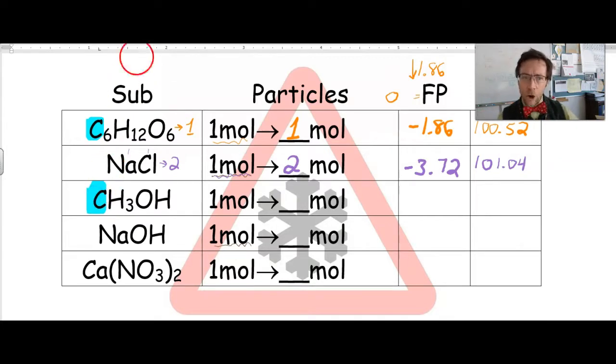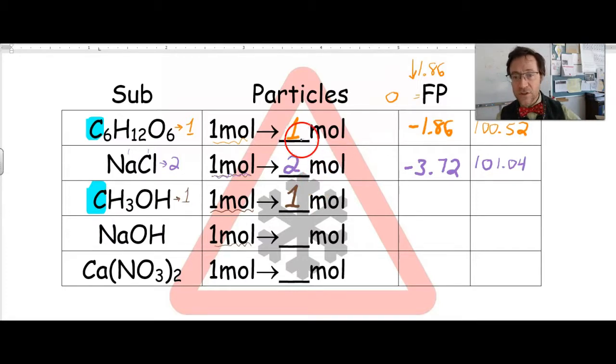And now the next, ooh, I see it there too. See that? Carbon. Dude, if it is carbon based, is it going to break apart? Nah, it's not going to happen, right? So this is only ever going to make 1 particle. It will not break apart. So if we start with 1 mole of this stuff, you will only have 1 mole of dissolved particles.